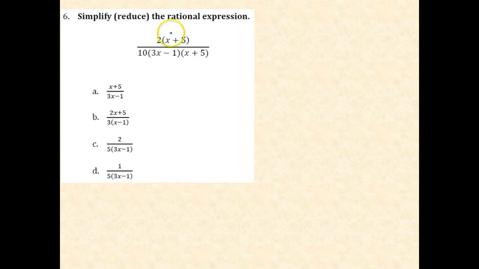Alright, simplify this rational expression. The x plus 5 factors cancel out, and then 2 over 10 will reduce to 1 over 5. So it looks like we're left with 1 over 5 times 3x minus 1. And that's D.